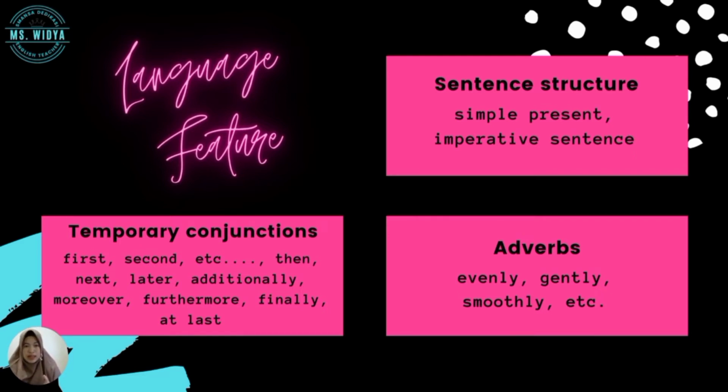So we use imperative sentences, where we know an imperative sentence always begins with a verb 1. Okay, and then temporal conjunctions. All of the procedural texts always use temporal conjunctions, because we would like to show the steps. The examples are first, second, then, next, later, additionally, moreover, furthermore, finally, at last, and many others.